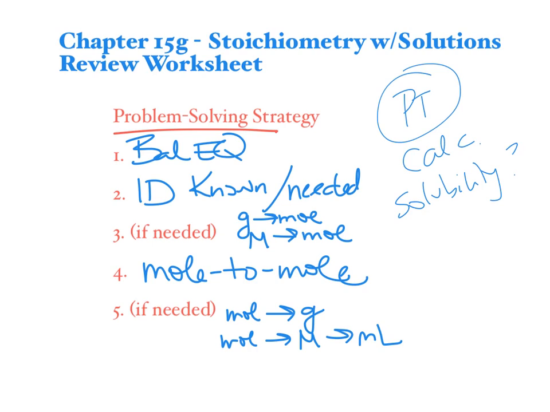So these are our basic steps. Balanced equation, identify what you know and what you need to find out. Always do the mole ratio, and then sometimes you have to do some other steps to get either to a unit you need or from a unit that you're given. That's the steps that we're going to use every single time. Here we go. Here's problem number 1.